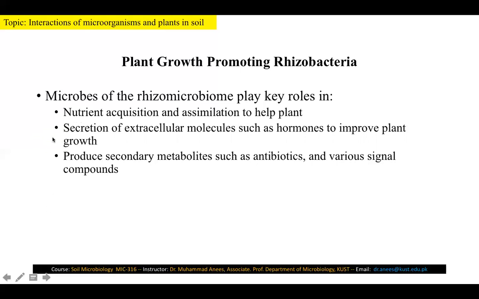Second benefit is the secretion of extracellular molecules. So some PGPRs have been reported to produce plant growth promoting hormones, and some can produce specific secondary metabolites such as antibiotics or antifungal compounds.